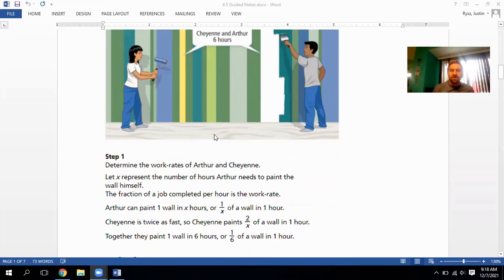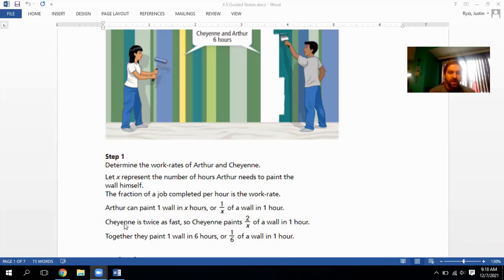Okay, so the first thing we want to do with these rate problems is to determine their work rate. So we can let x represent the number of hours Arthur needs to paint the wall by himself, and the fraction of the job completed per hour is his work rate. So Arthur can paint 1 wall in x hours, or 1 over x for the number of walls in 1 hour.